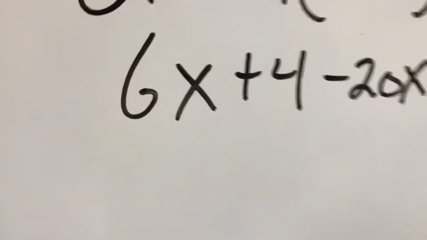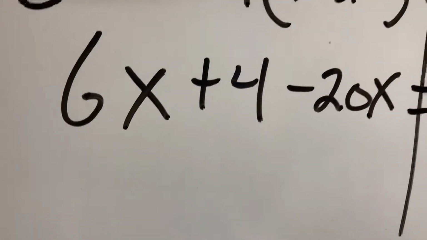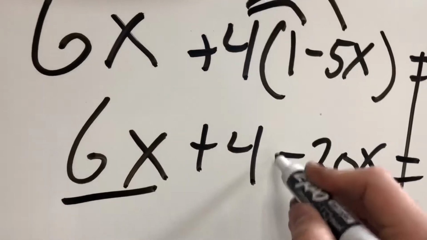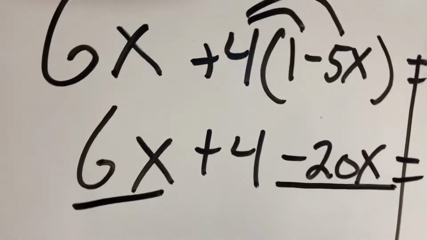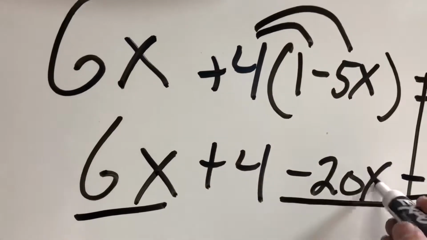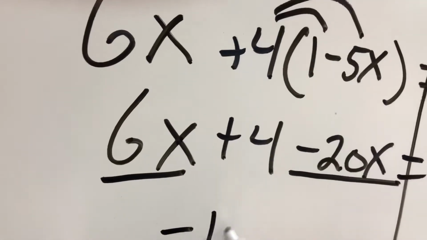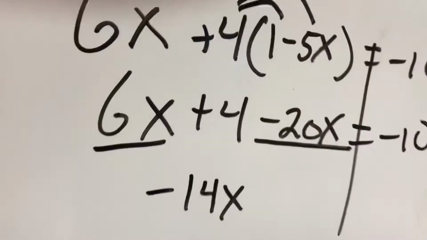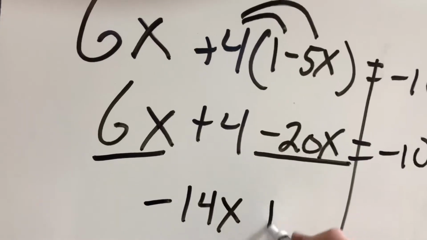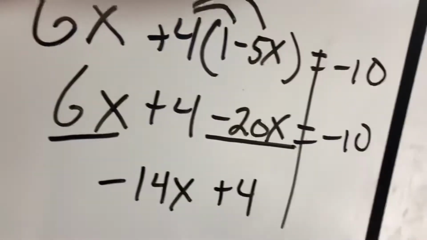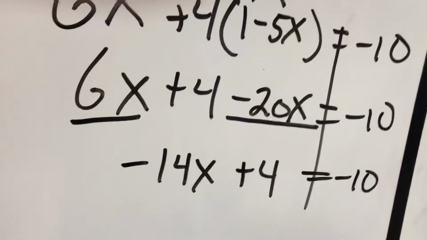I'm going to zoom in and combine the like terms on the same side. I see a 6x and a negative 20x. That negative goes with it. Those are like terms because they have the same variable behind it. 6 minus 20x is negative 14x. And we haven't touched that plus 4. And that's still equal to negative 10.